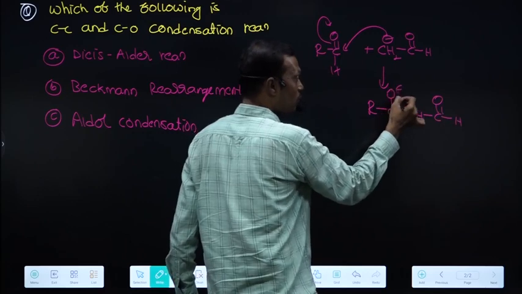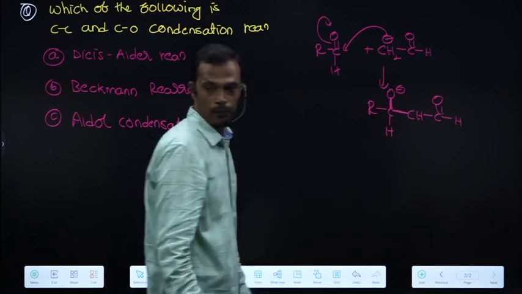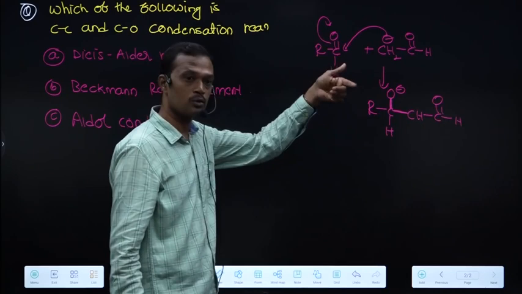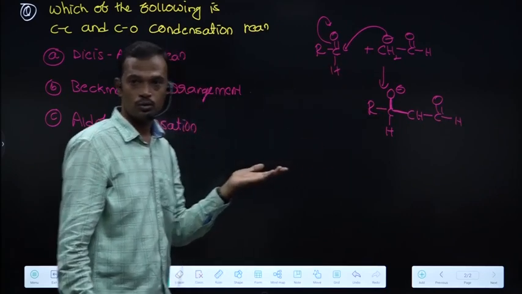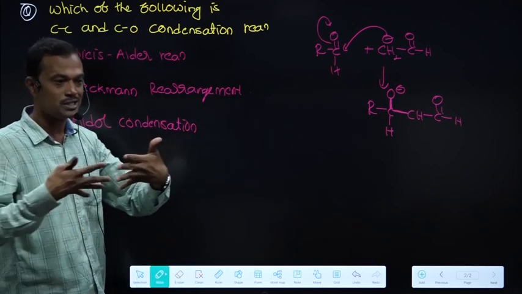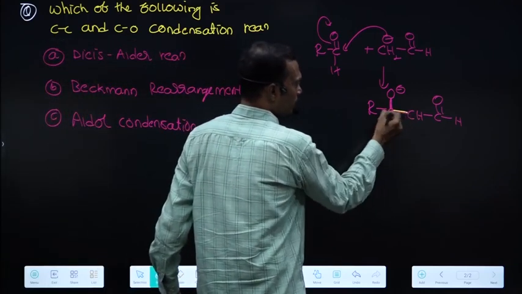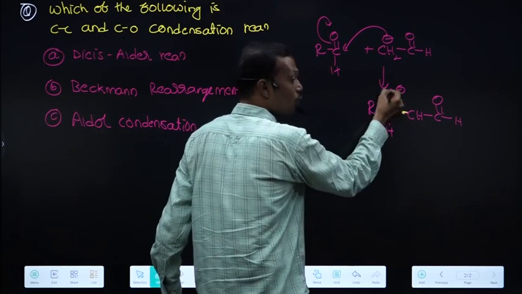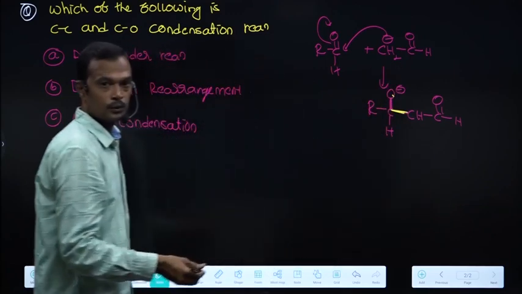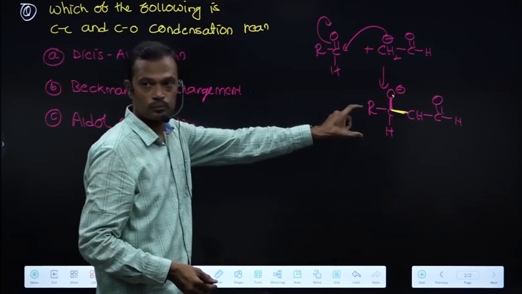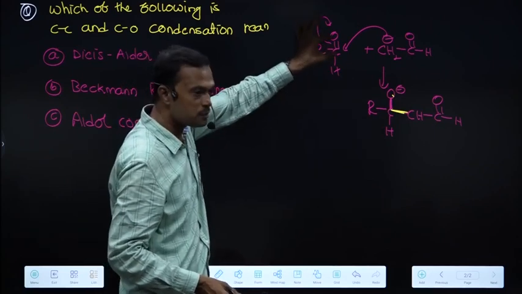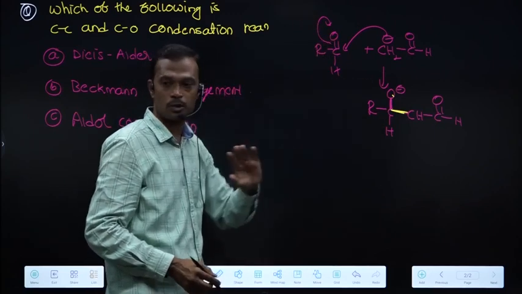Now the double bond O is converted to a single bond O. So this is not condensation. Condensation means attachment. Here only C–C attaches together, but not O and C. So we have not created a C–O bond; the C–O bond is already present. So it is only a C–C condensation, but not C–O.